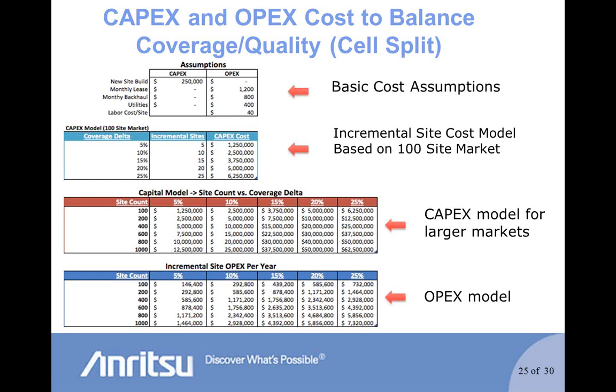So in order to compound that and take a look at that on a larger scale, if you have a 400 site market, or let's say a 1,000 site market, again, if you take a look at those coverage deltas, you can see your capital investment stacks up pretty quick. And not only does your capital investment stack up, but your operational investment will also stack up per year. So again, you can see that proper planning for your technology, even before you make the decision, is paramount. And that's why calibrated link budgets using field data are so important.